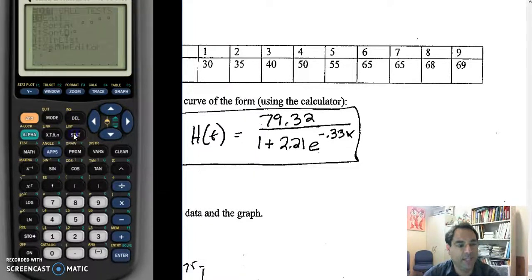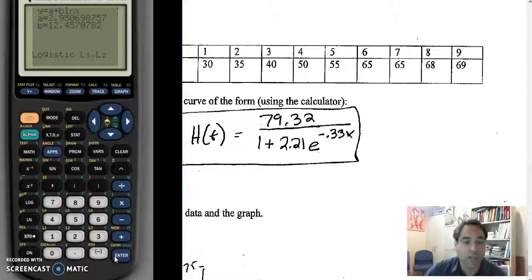So to do that, stat, calculate. This time we're looking for logistic. Logistic all the way down to letter B. Letter B. Logistic, enter. In this calculator, second 1, comma, second 2. Yours, you may put list 1, enter list 2. And then you notice it takes a little bit for this one. It's doing a lot of work. And I would write it down.